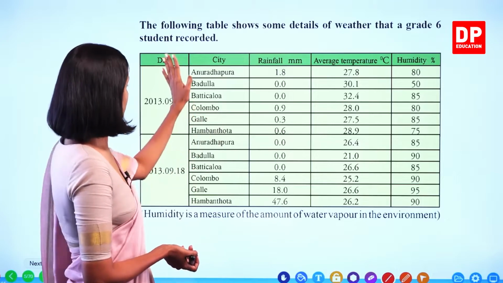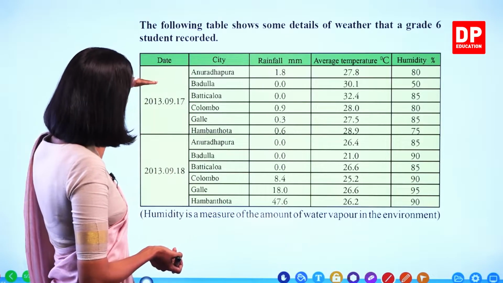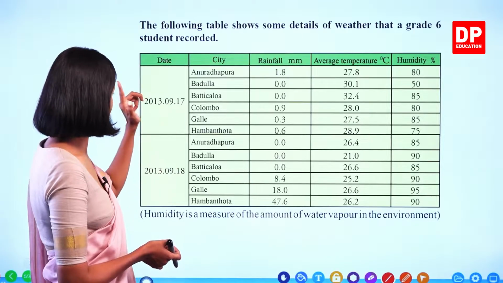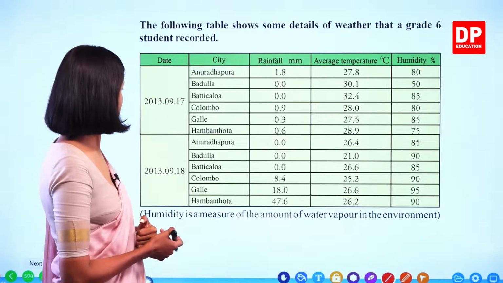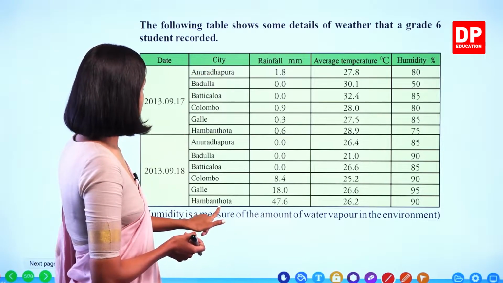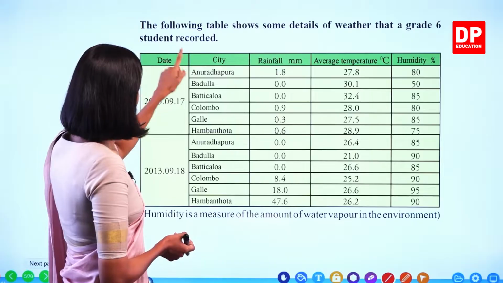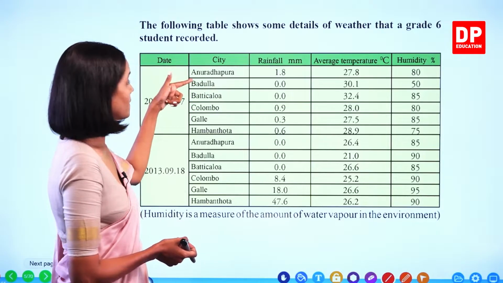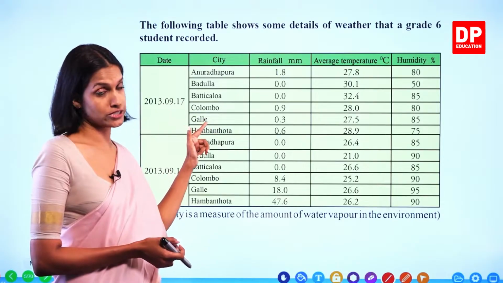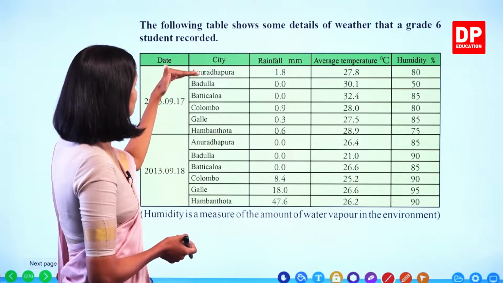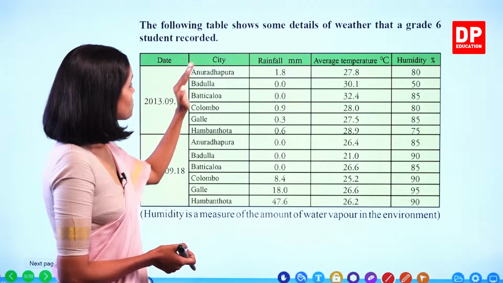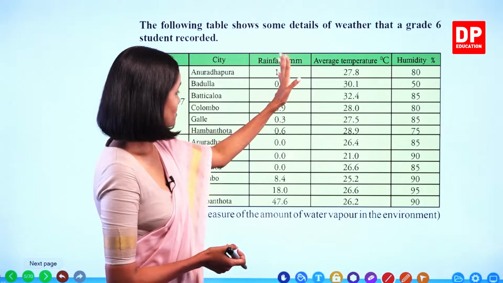Okay? Right. Look at now here date. 2 dates are given. Right, 17th and 18th of September. Okay. Different cities are given. Now there are these cities: Anuradhapura, Badulla, Batticaloa, Colombo, Galle, Hambantota. Right, children, 6 different cities, 2 days. Okay. And the rainfall, different data are given.